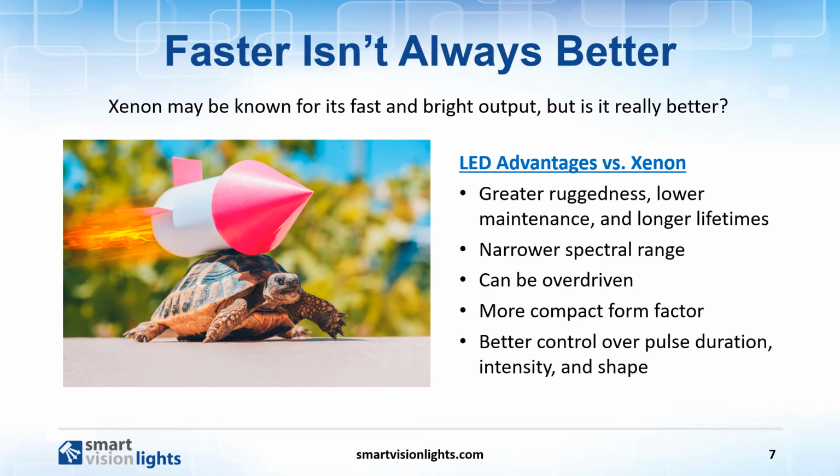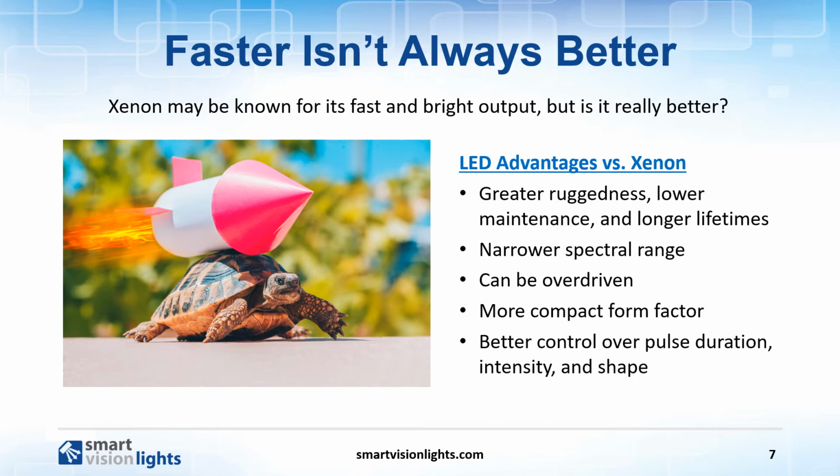LEDs are typically overdriven at 4 to 10 times the rated currents to provide 3 to 8 times the rated output. In extreme cases, 10 times or more the output is possible. The comparatively compact form factor of LED lights is also another benefit. It enables them to be positioned closer to the target.